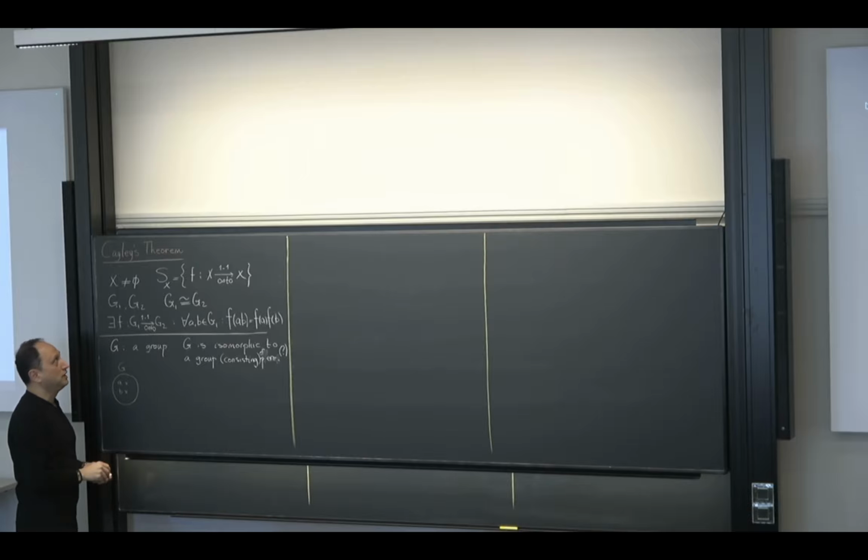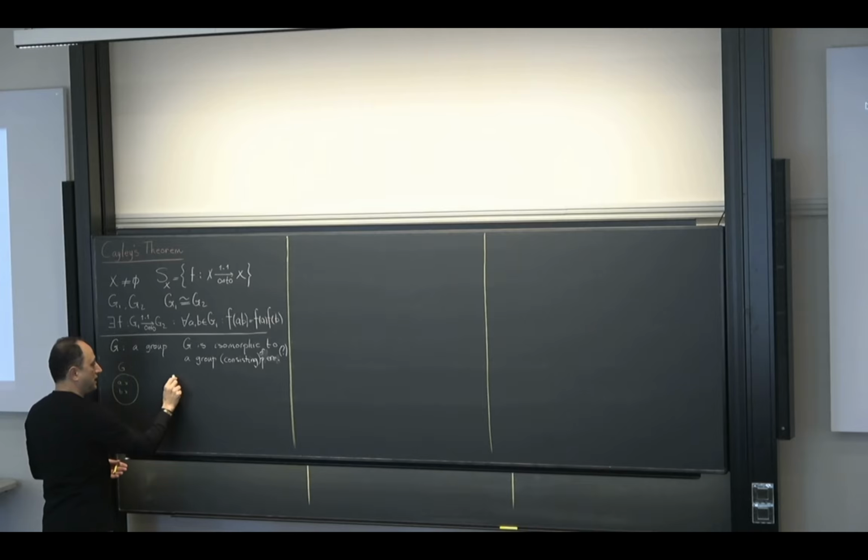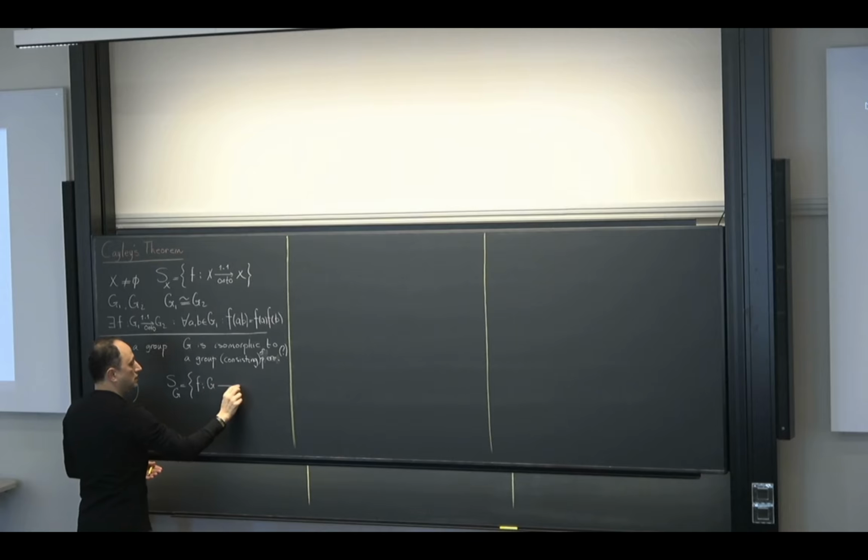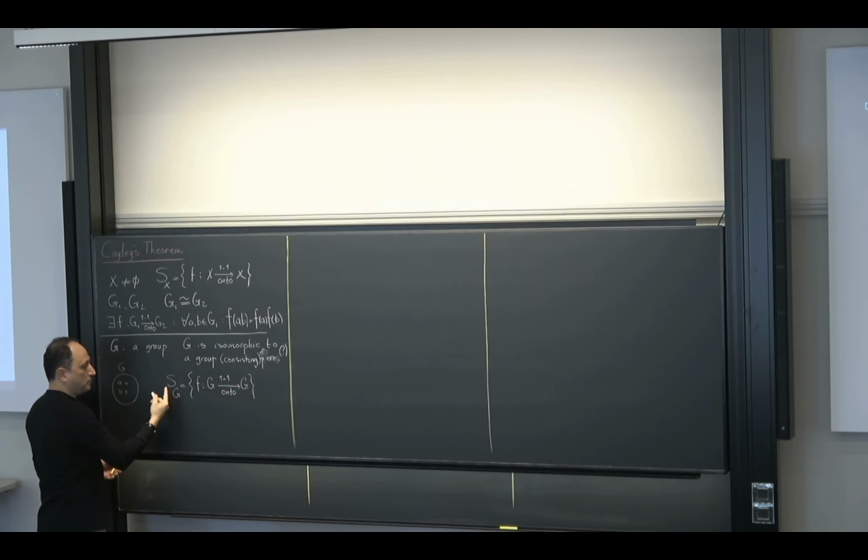So in principle, what I want to write here is S sub G. What does it mean? S sub G means I replace X with G everywhere. All the functions from G to G, one-to-one and onto. And of course, you know that the binary operation is always function composition.